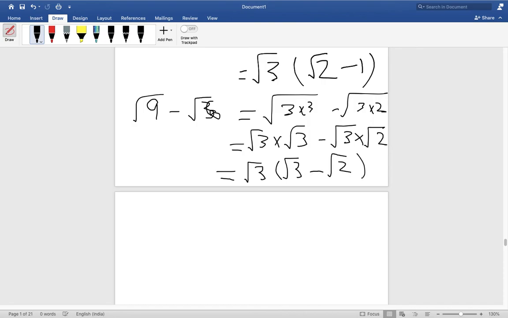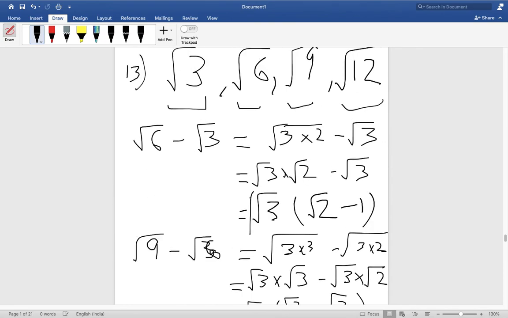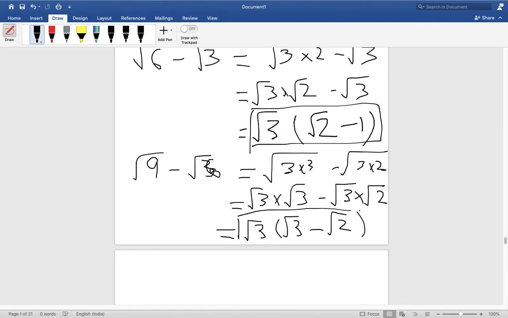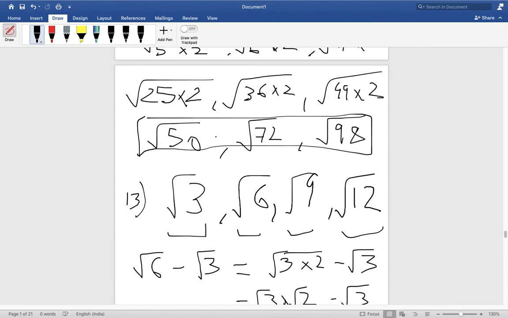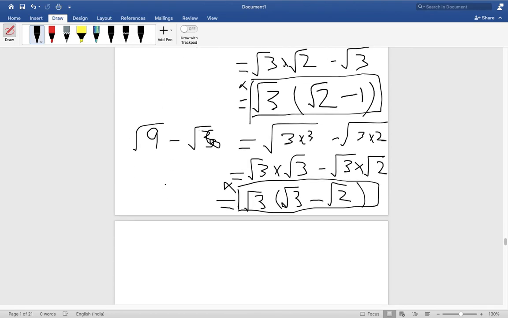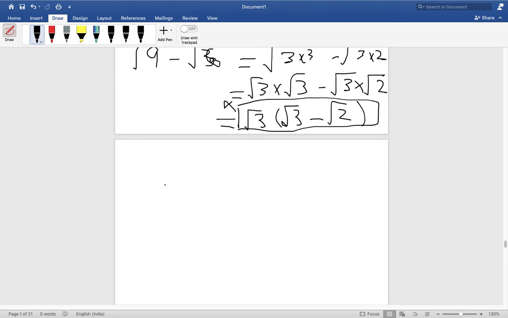Okay, so when you look at this, the common difference over here is square root of 3 into square root of 2 minus 1. Over here it is square root of 3, but inside the bracket it's square root of 3 minus square root of 2. So this and this are not same, hence this is not an AP. It might look like an AP, but it's not an AP. It's just a wolf in sheep's clothing. It's not an AP. Don't be fooled by that.